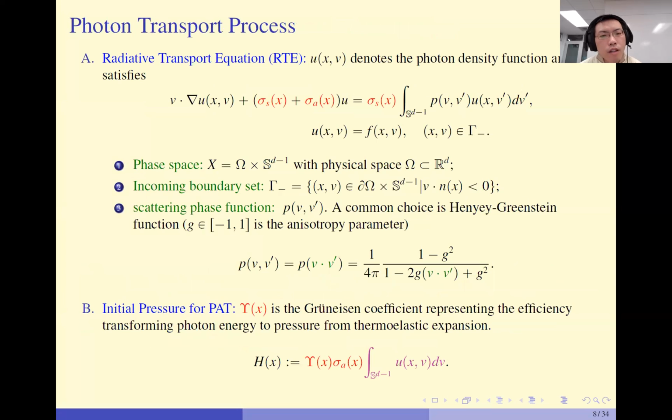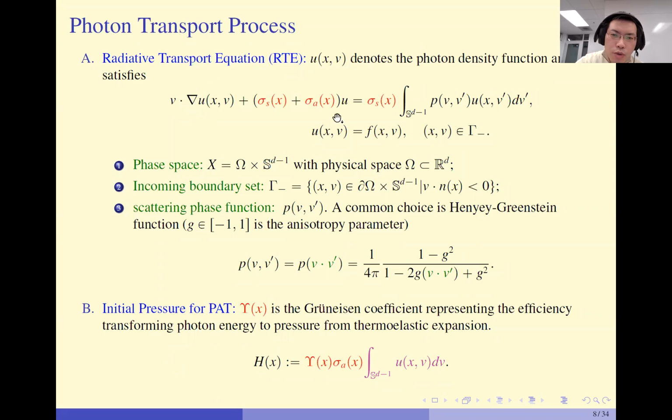Okay, so first we focus on the photon transport process. We regard the true model as a transport model, and we use this radiative transport equation to simulate this photon transport process. So this is the radiative transport equation. This U stands for the photon density function at the location X and traveling along the direction V. So basically, the phase space involves the spatial location and also the travel direction.